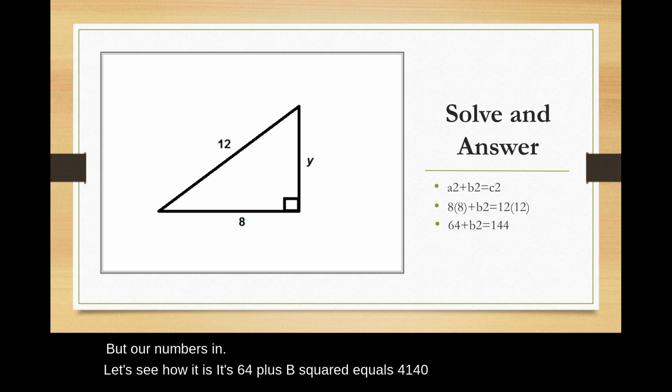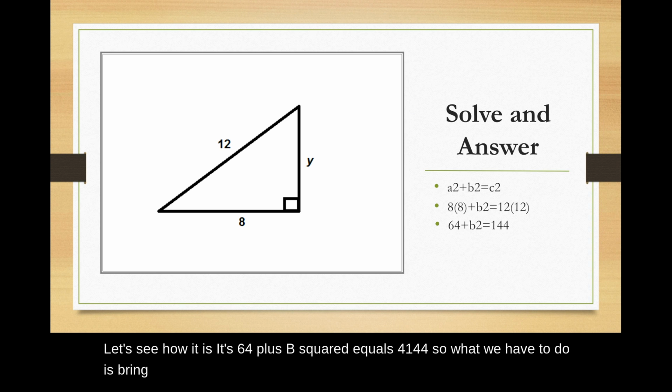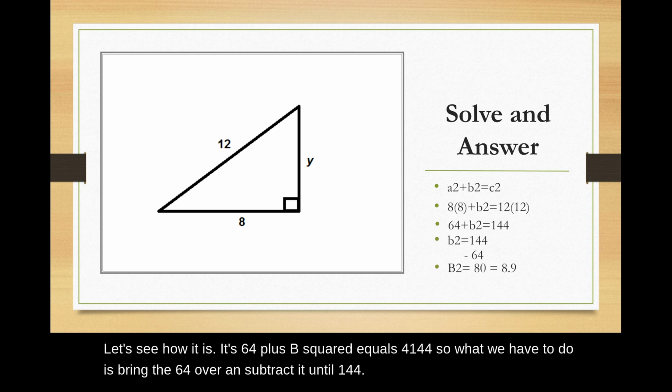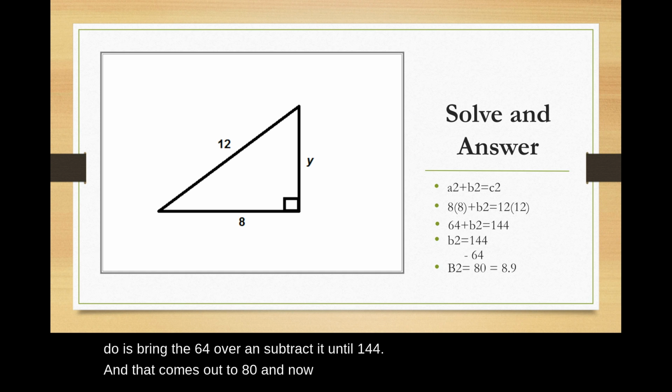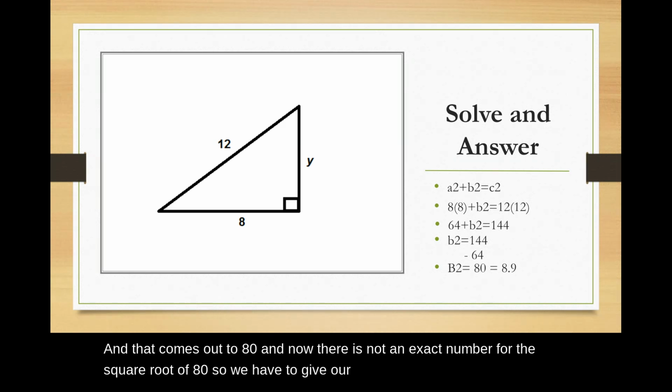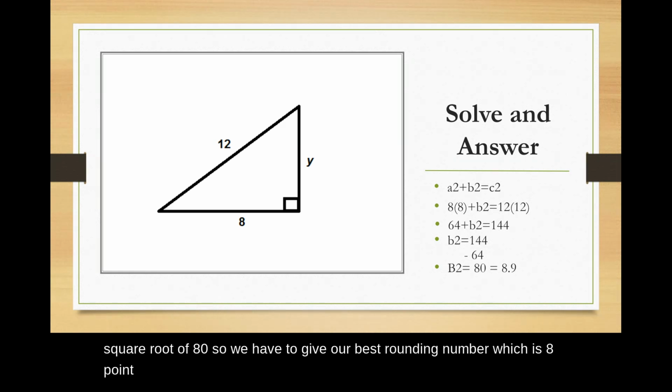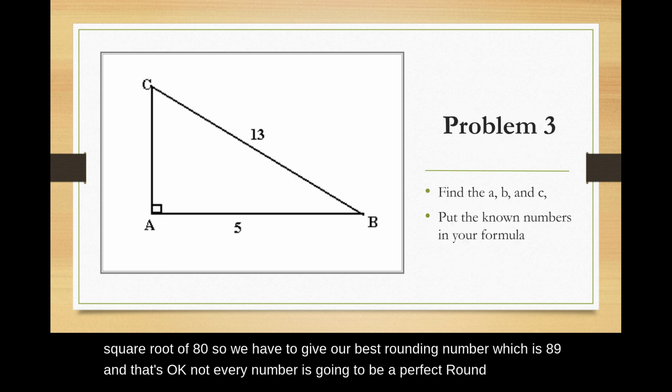So what we have to do is bring the 64 over and subtract it from the 144, and that comes out to 80. And now there's not an exact number for the square root of 80, so we have to give our best rounding number, which is 8.9. And that's okay. Not every number is going to be a perfect round number. Let's go to problem C.